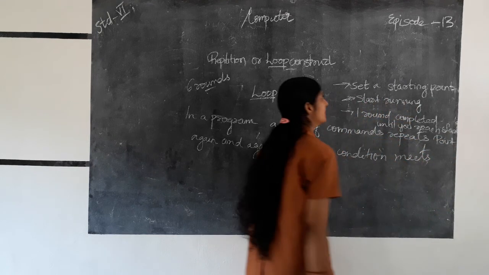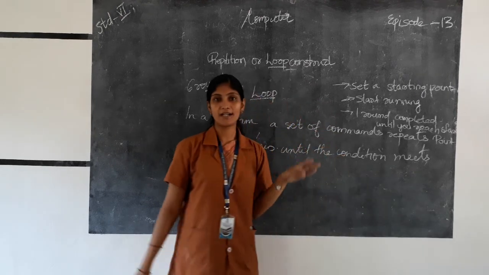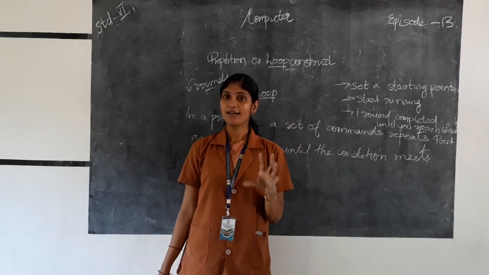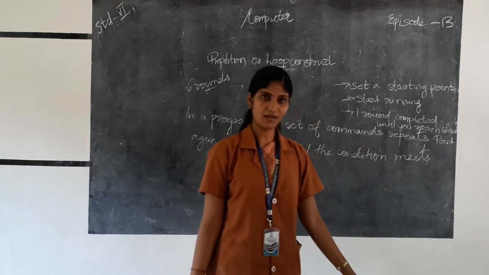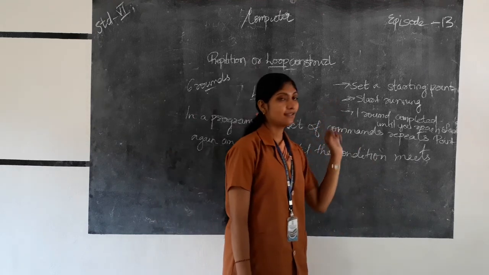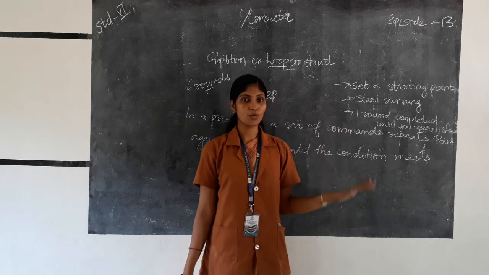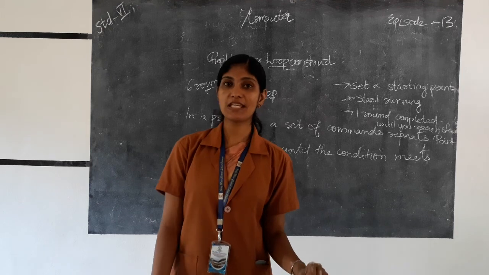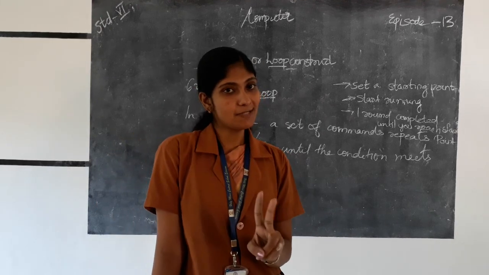Okay, so once again, set a starting point. Assume you are running a track in a garden or a ground. Then start running. One round completes when you reach the first position, the initial position. So the first round is completed.